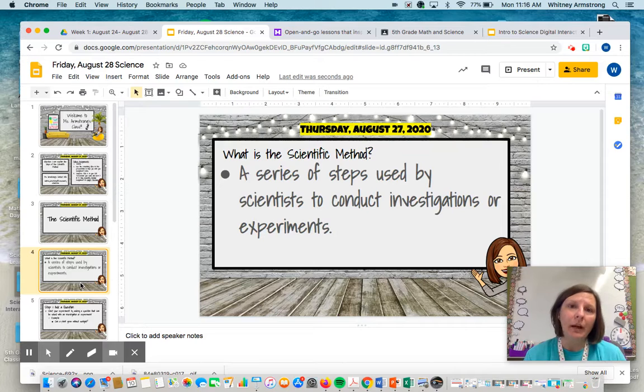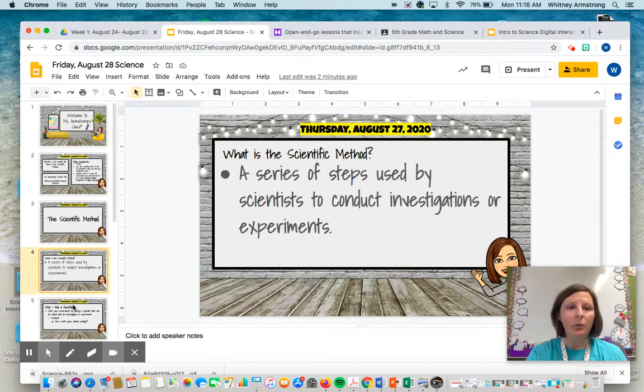So, pretty much this entire year, as we go through and we do labs and things, we will use the scientific method. There's 6 steps that we're going to talk about. As I go through, I'll explain what each step means, give you an example of a couple of them, and then when we're done, you'll have an assignment in your interactive notebook to complete. So let's go ahead and get started.